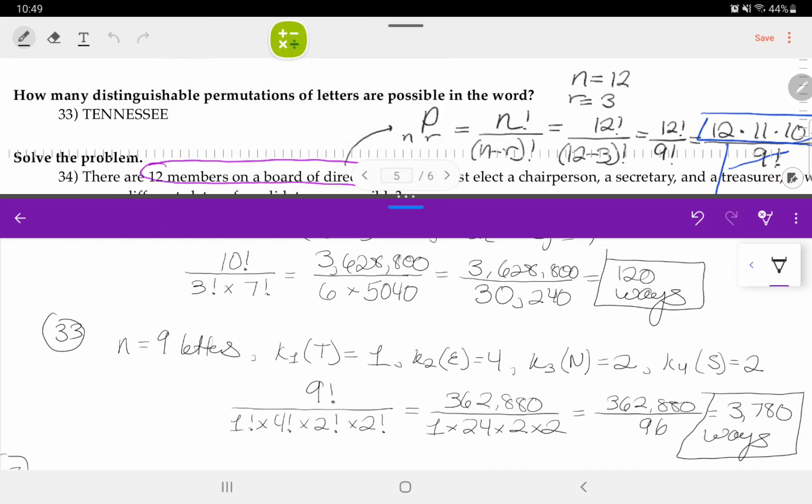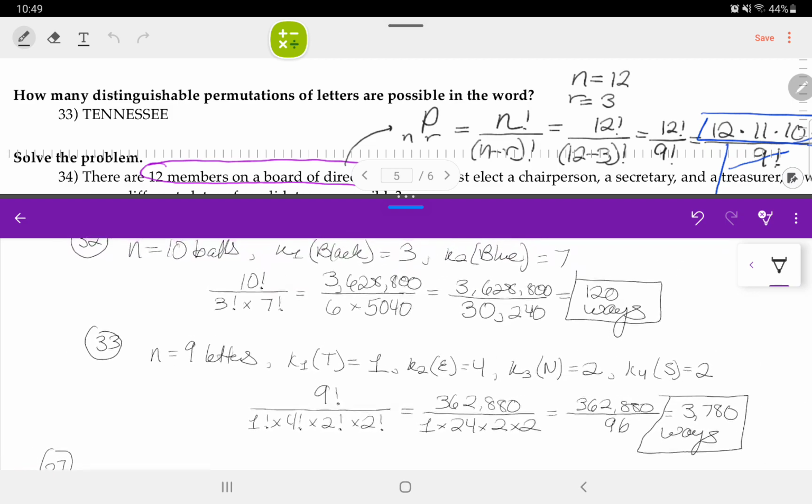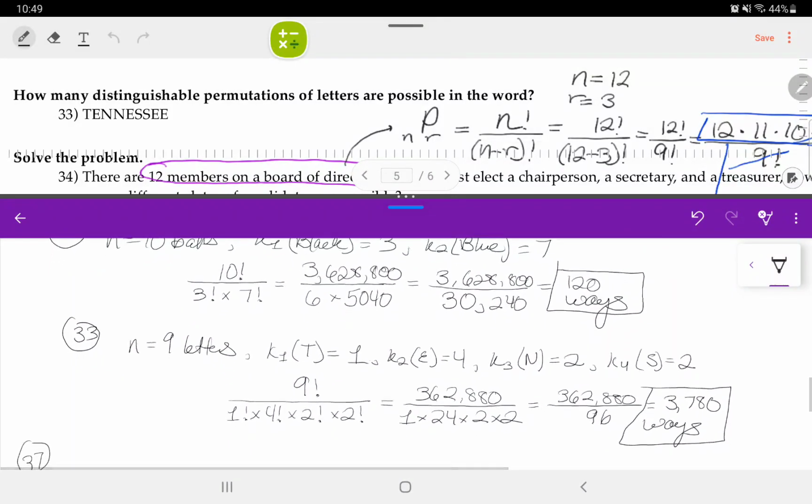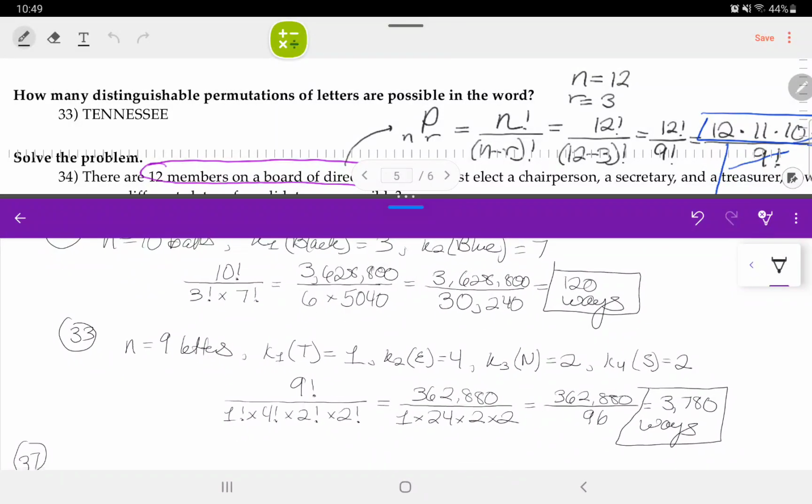All right, guys, that is it for number 31, 32, and 33 using the distinct permutation formula or the distinguishable permutation formula. Hope that made sense. Hope you guys enjoyed the process. I'll see you soon. Take care.